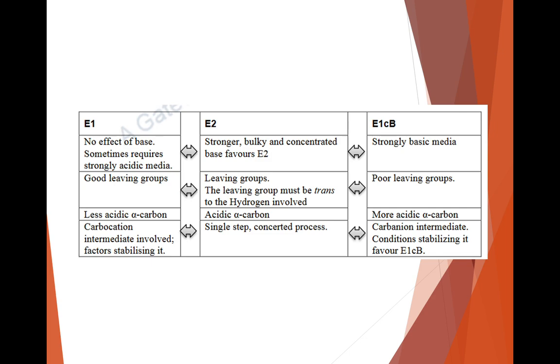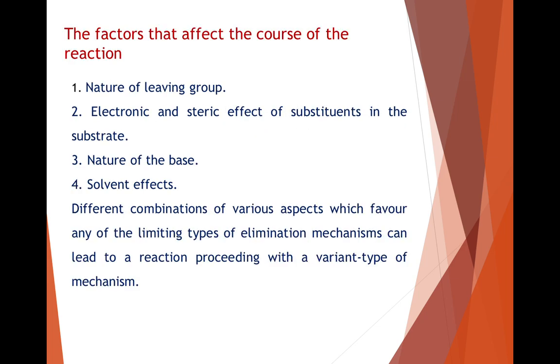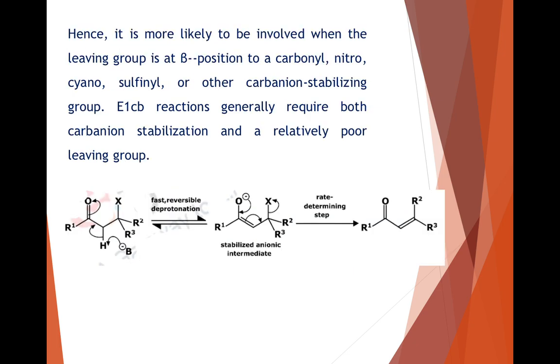So we have seen the comparison of the E1, E2 and the E1CB mechanisms. In this video, we have talked about the mechanistic aspects and the factors affecting the course of the reaction and how we could distinguish the E1, E2 and E1CB mechanisms. The remaining things we will see in the next video lesson.